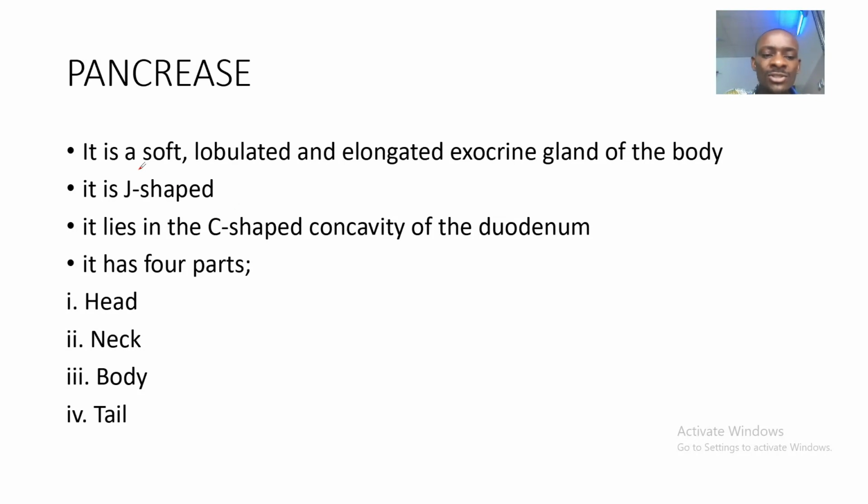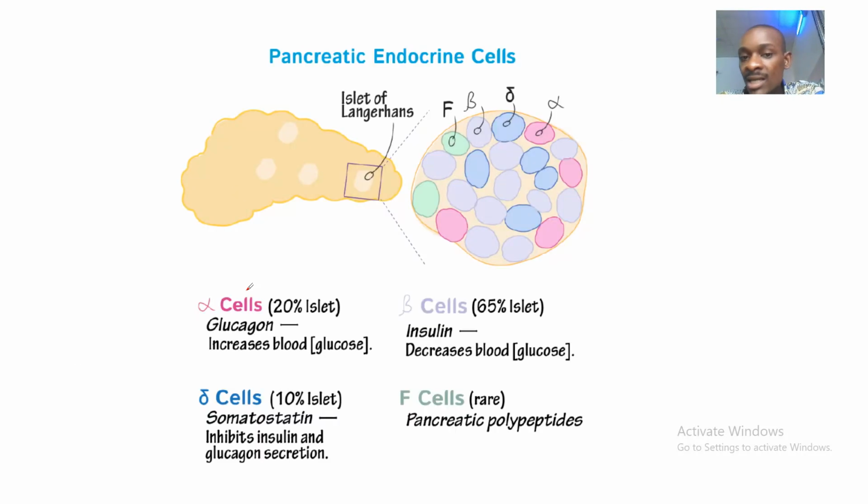So, the pancreas is a soft, lobulated, and elongated exocrine gland of the body. It is J-shaped. It lies in a C-shaped concavity of the duodenum. It has four parts: the head, the neck, the body, and the tail. You can see that it is J-shaped. This should be the head, this should be the body, and the tail.